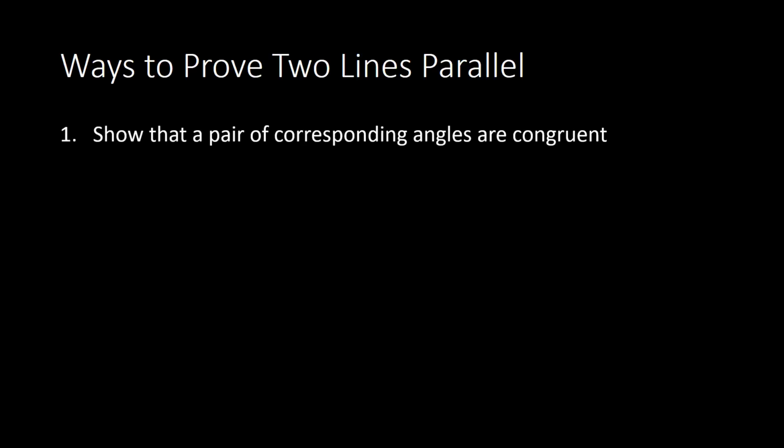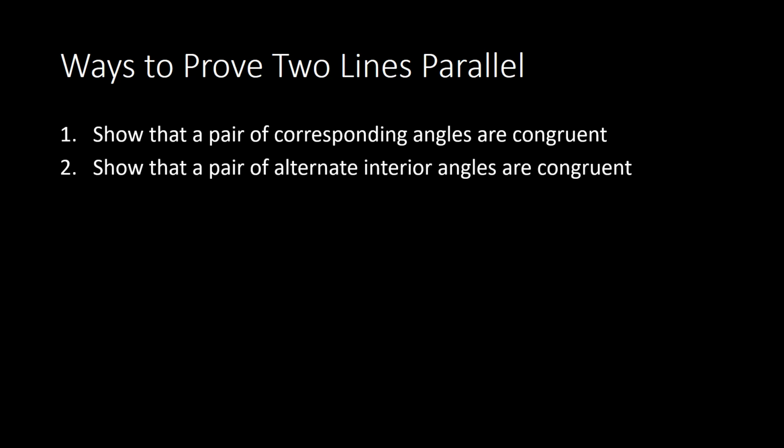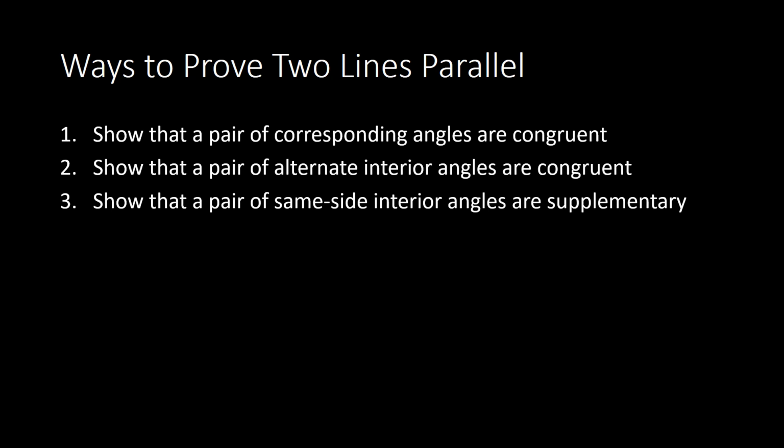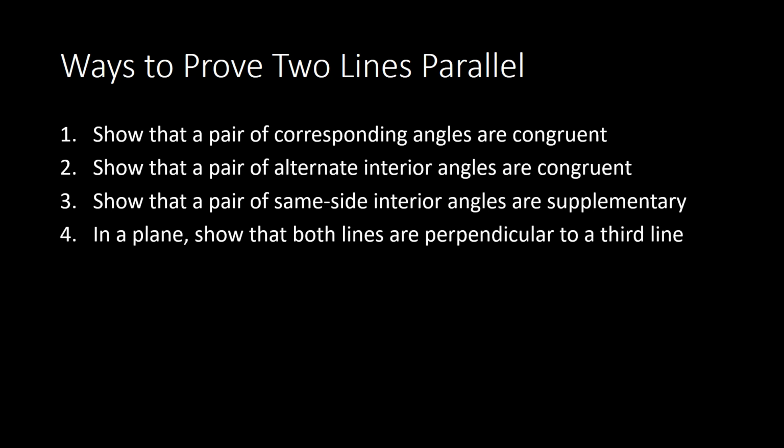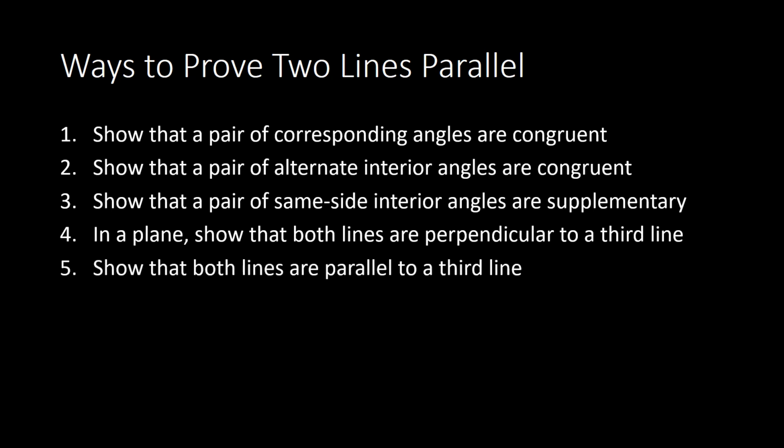So what we have are ways to prove that two lines are parallel. Way 1 is to show that a pair of corresponding angles are congruent. The second way is to show that a pair of alternate interior angles are congruent. Third way is showing that same side interior angles are supplementary. The fourth way is where we show that both lines are perpendicular to a third line. And there's actually one more way that we're going to discuss that is not one of the properties from the previous lesson. And that is that if we can show that both lines are parallel to a third line, then we have two parallel lines.